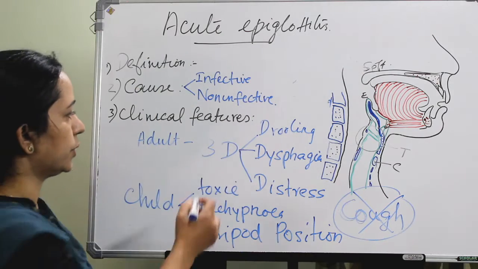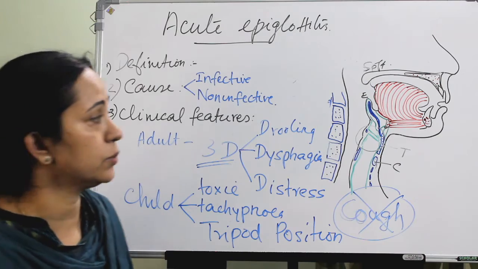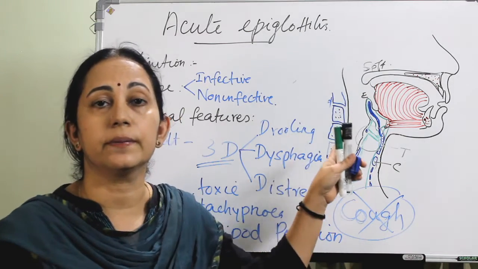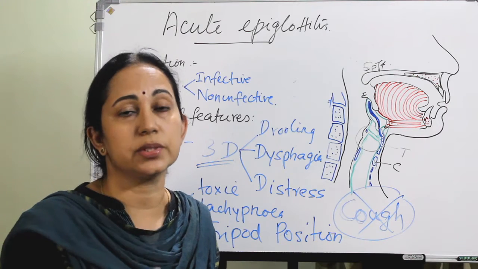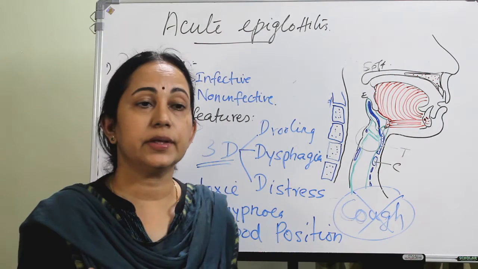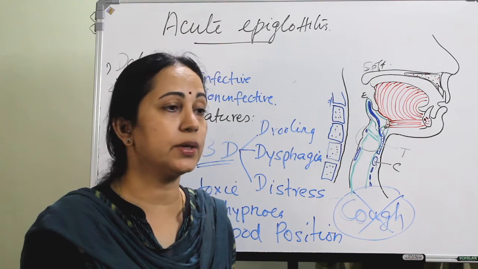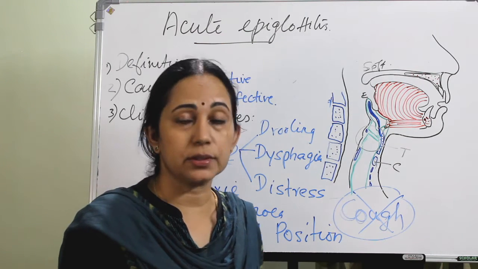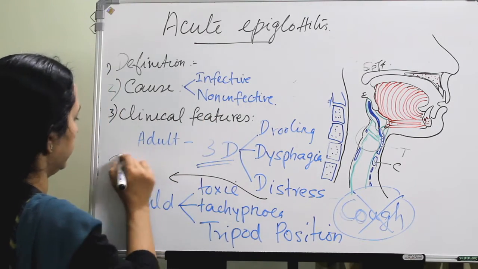So remember these 3 Ds. Okay, drooling, dysphagia and distress, and on examination there will be redness and edema of the epiglottis with tenderness of the larynx and cervical lymphadenopathy. Right? And if there is respiratory distress, this progresses to stridor, it will be an inspiratory stridor.